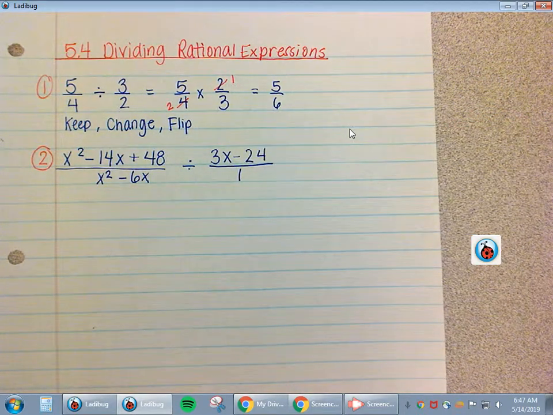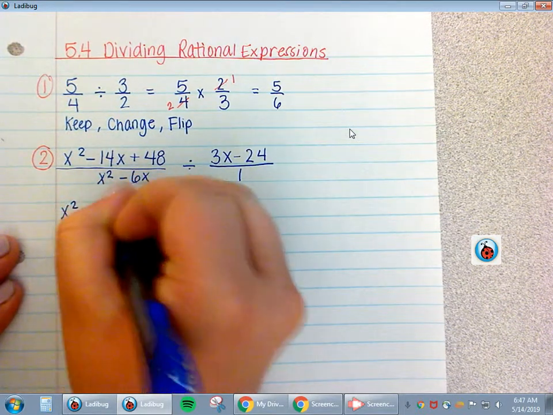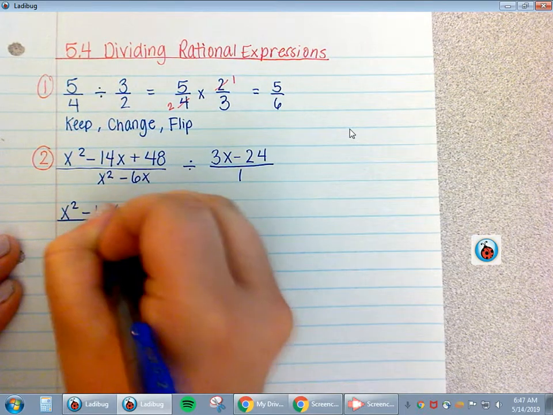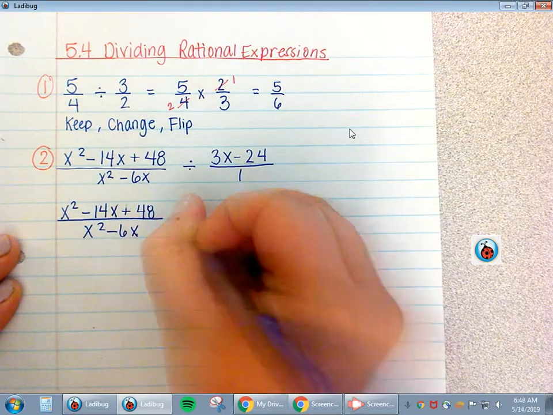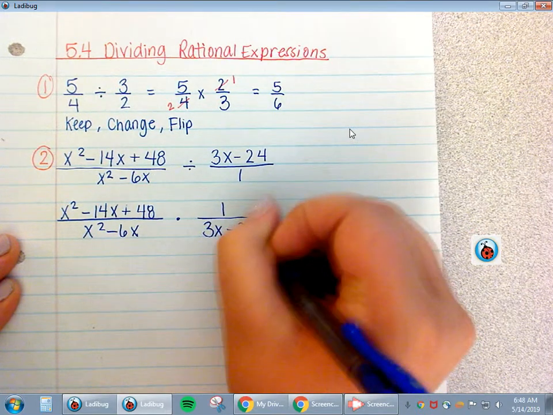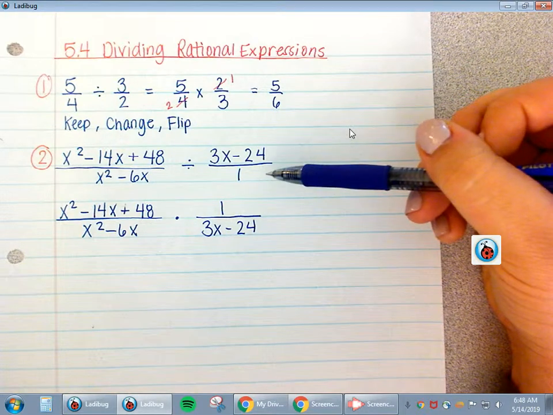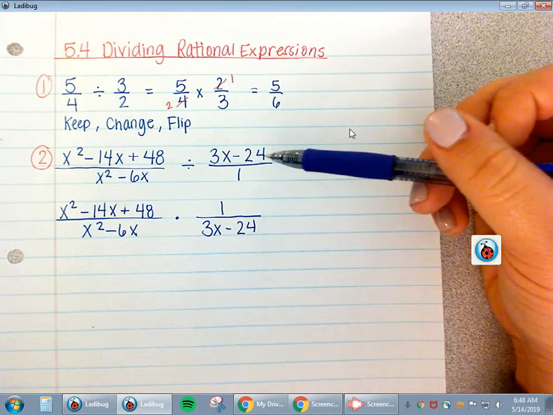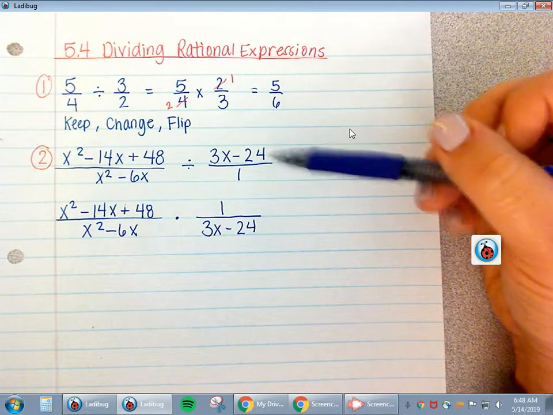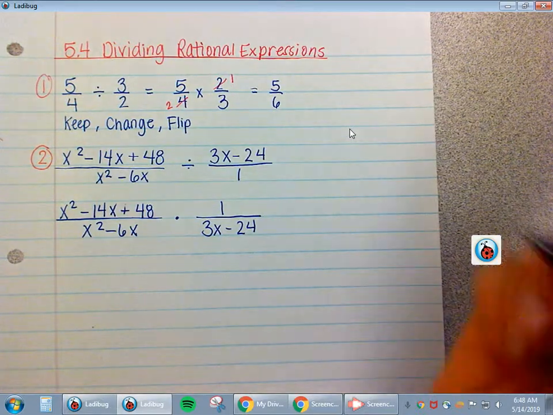From there, though, the very first step is keep, change, flip. So I'll keep the first guy, change it to multiply, and then flip it. And if I were you when you're doing the bookwork, I wouldn't even write down what the book gives you, because immediately you're going to have to rewrite it. So I would just look off the book, keep, change, and flip it before you write it down. It'll save you a lot of paper space.